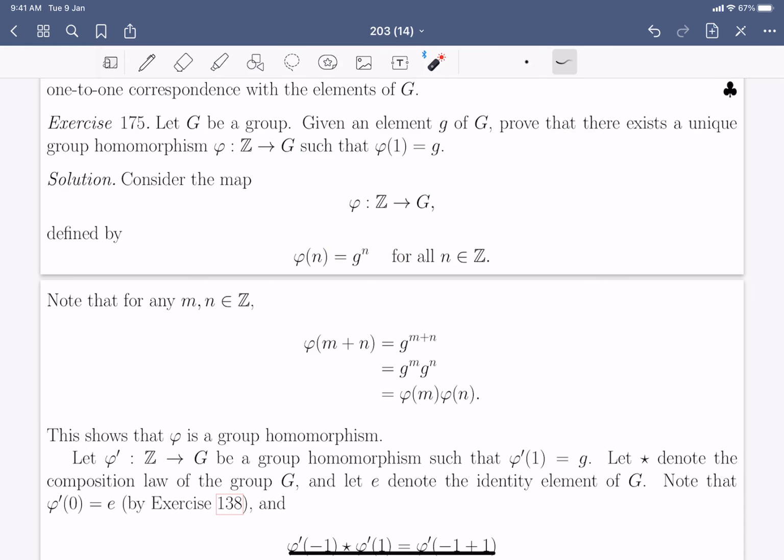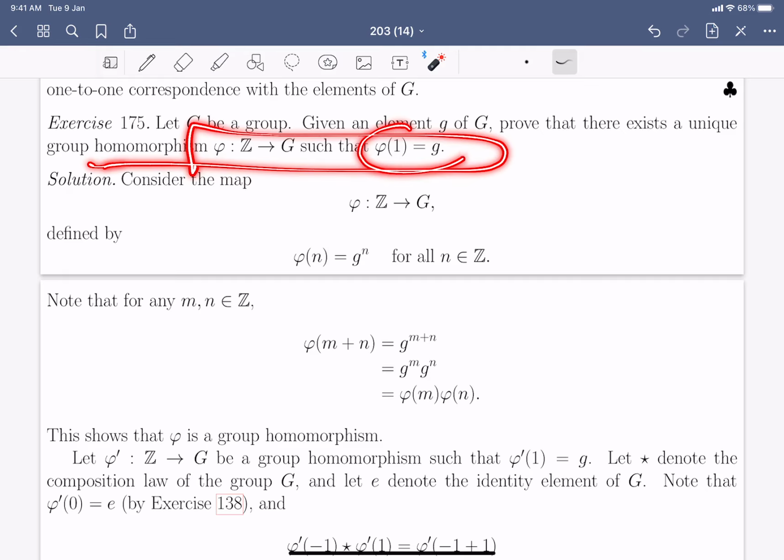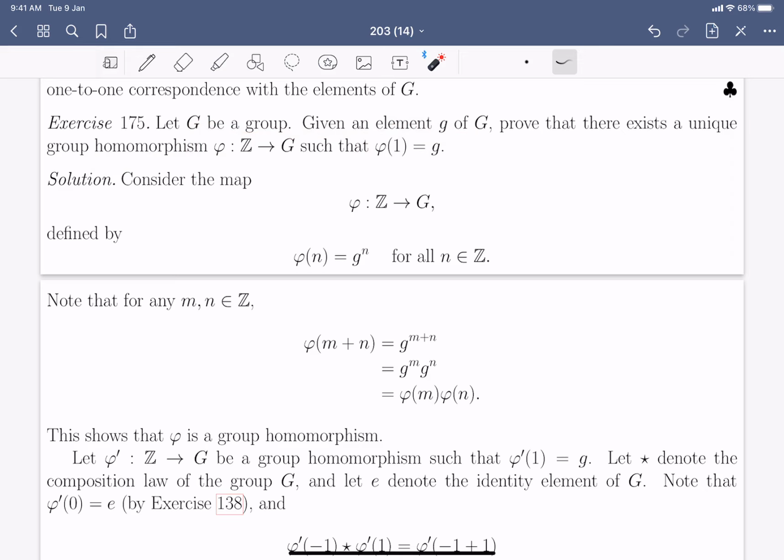This exercise says to prove that there exists a unique group homomorphism, and so on. So let's forget this word unique. It says that there is a group homomorphism phi from Z to G satisfying this equality. As of now we do not know, but this exercise says that it is the case.